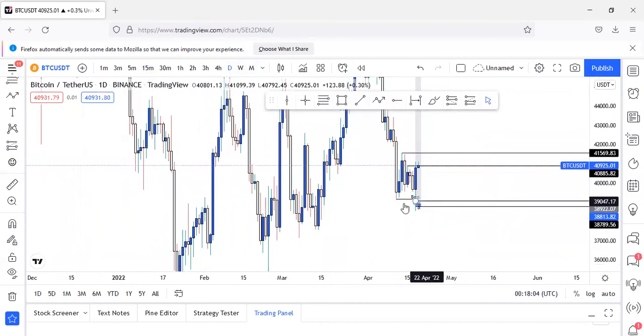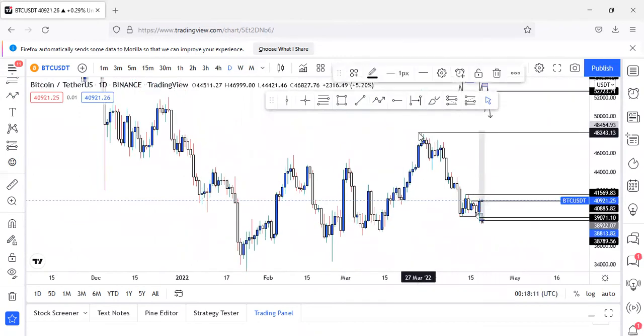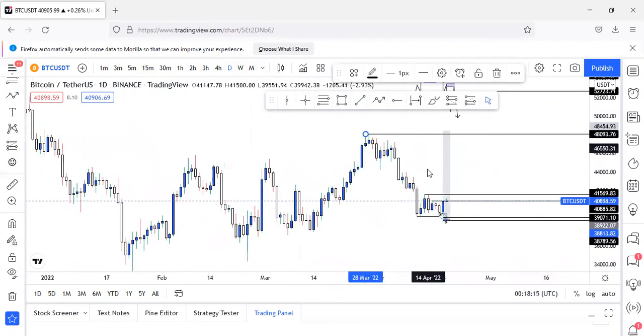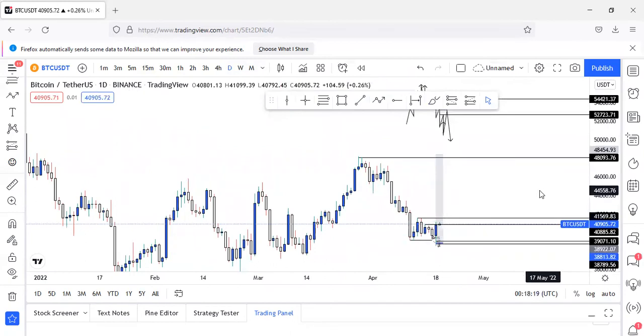This is clear: SSL, sell-side liquidity, being taken out. So you can see this is my target right here. I want this high to be taken, guys. So that's just it, guys. Basically speaking, we are still holding the trade.